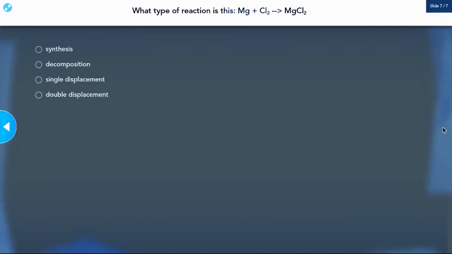Then we want to figure out what type of reaction this is. So this is magnesium and chlorine forming magnesium chloride. So we have two smaller elements and we only have one product. So that is going to be a synthesis reaction. So you really have to look at the elements that are involved and what they're doing to figure out what type of reaction you have.